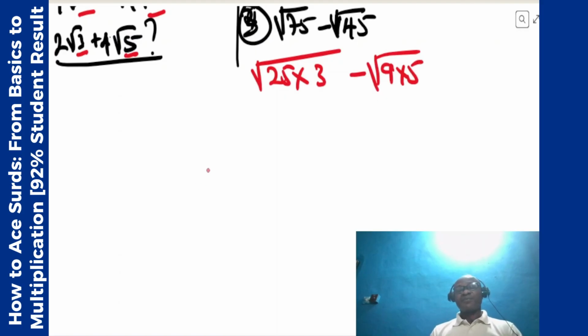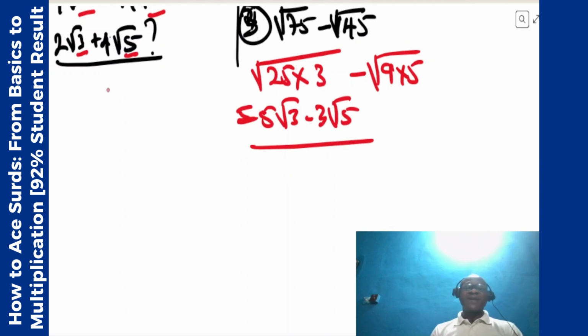You agree? Yes, sir. Square root of 25 is going to give me 5, then root 3. Subtract. Square root of 9 is going to give me 3, then root 5. This is my final answer. Why? Because I cannot subtract the two last answers. The reason is because here is root 3 and here is root 5, so the two of them will be left like this as the final answer. Is it okay? Yes, sir.